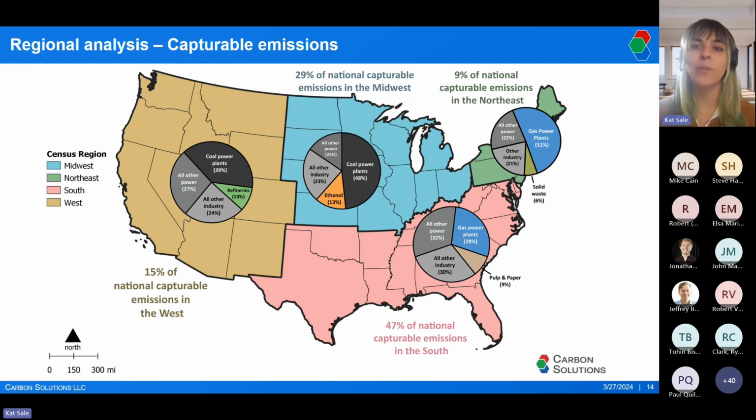However, natural gas power production emissions represent the largest percentage of capturable emissions here in the Northeast at 51%. And emissions are split evenly between coal and natural gas in the South at 27% and 28% respectively. And within the non-power sectors, ethanol production produces the largest portion of capturable emissions in the Midwest at 13%, which may be expected. And refineries are the predominant sector in the West at 10%, pulp and paper in the South at 9%, and solid waste combustion in the Northeast at 6%.